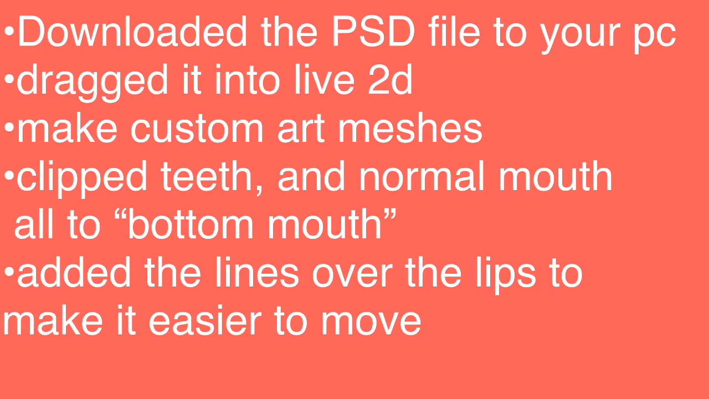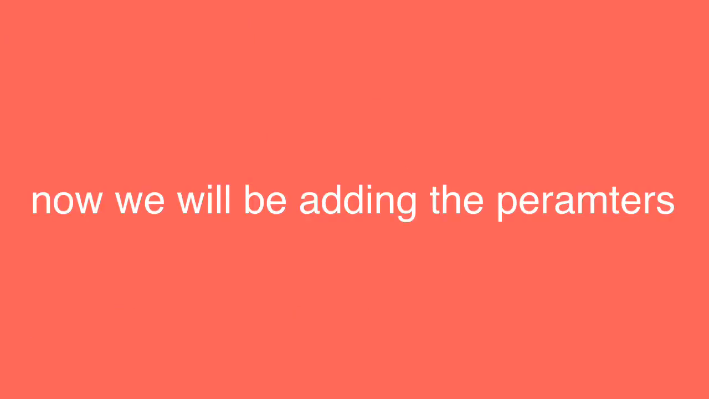Alright, now let's review the steps that we did in this part. First, we downloaded the PSD file to your PC. We dragged it into Live2D Cubism. We made the custom art meshes for the upper lip and bottom lip. We clipped the teeth and normal mouth to the bottom mouth. We added these lines over the lips to make it easier to move. Now we will be adding the parameters.